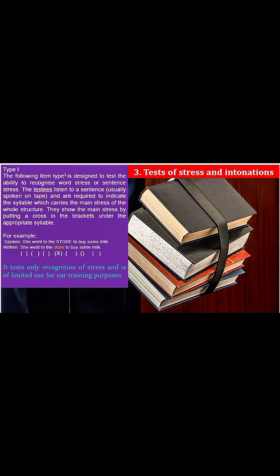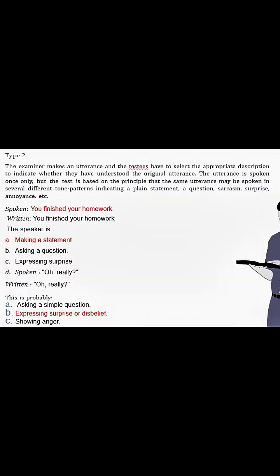The third scope is number 3, test of stress and intonation. There are some types of this test. As we can see in this slide, type 1 is designed to test the ability to recognize word stress or sentence stress, required to indicate the syllable which carries the main stress of the whole structure. Type 2, as we can see in this slide, there are some examples.